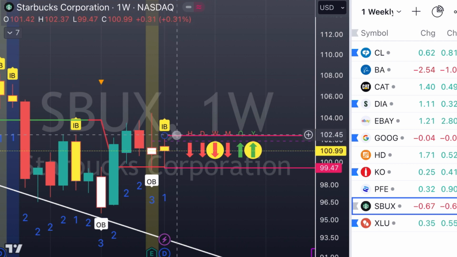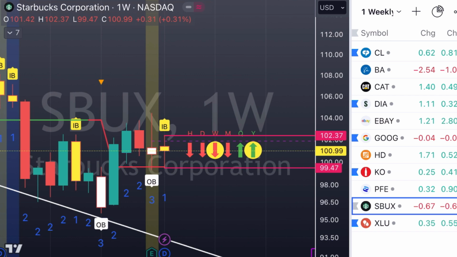And the reason for that is because when we open up on Monday, nobody knows what's going to happen here. We could break up and then continue down and go outside bar. We don't know. We could just go 2 up. We could stay inside bar. Nobody knows. And that's where the probability comes in, okay? It's all probability based.